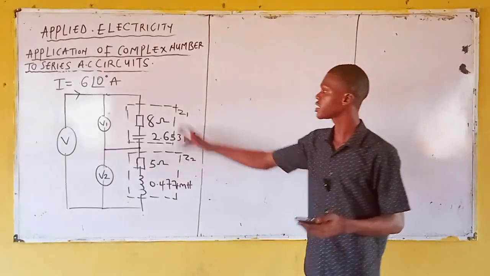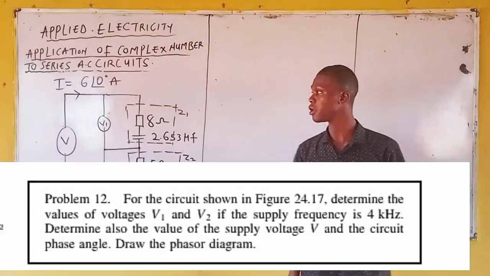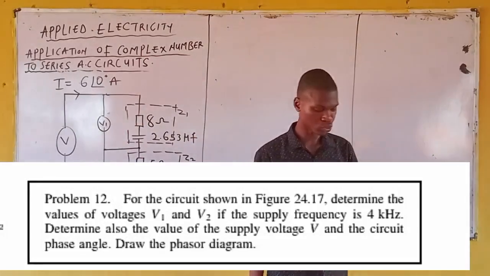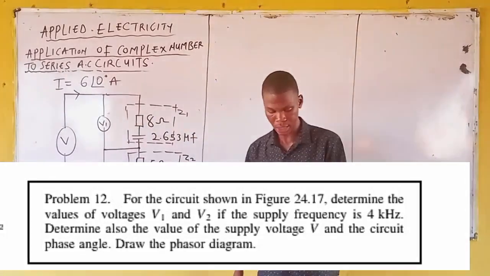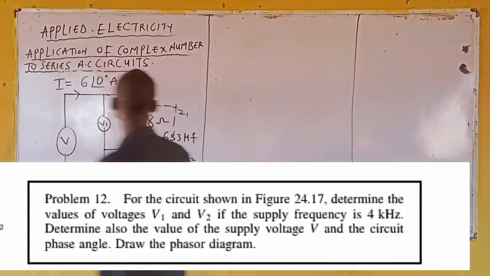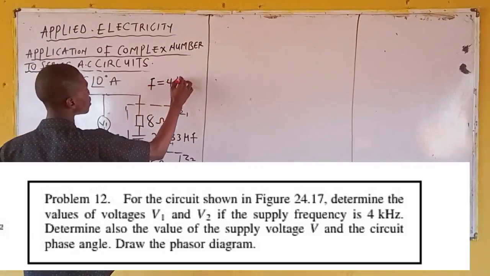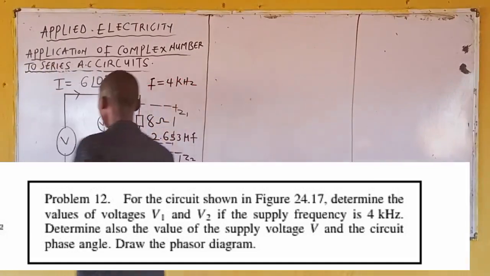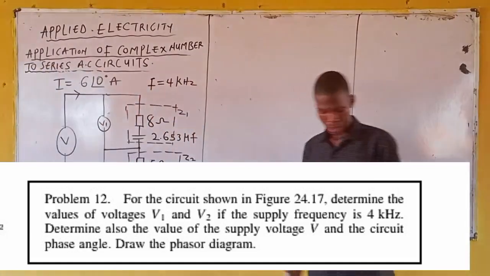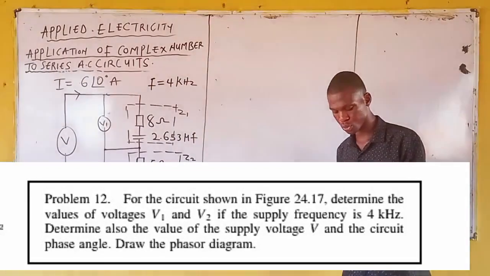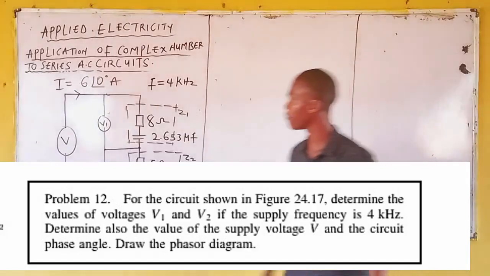The question says that for the circuit shown, determine the value of voltages V1 and V2, if the supply frequency is 4 kilohertz, meaning F is given to be 4 kilohertz. Now, that's question 1. Then question 2 says that determine also the value of the supply voltage, meaning V.